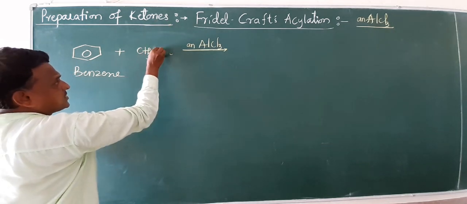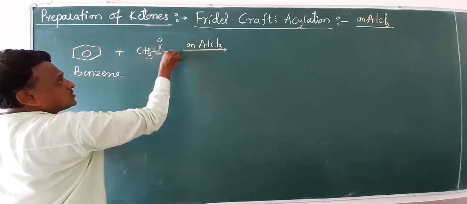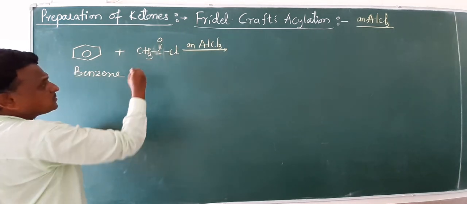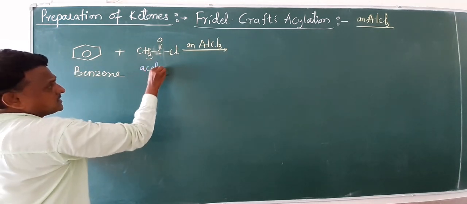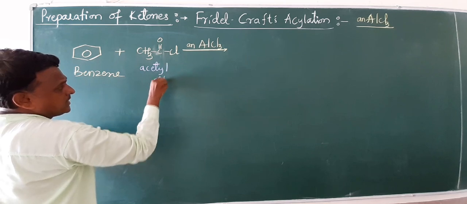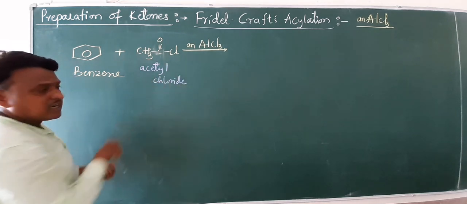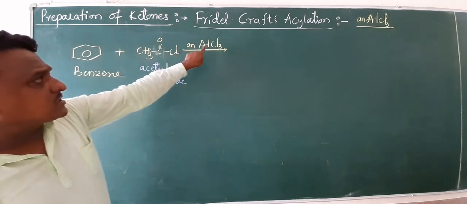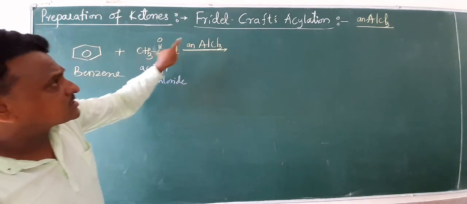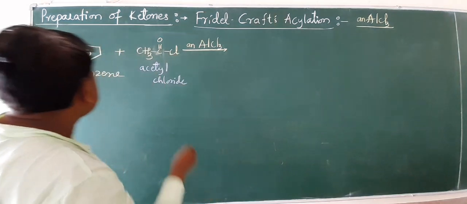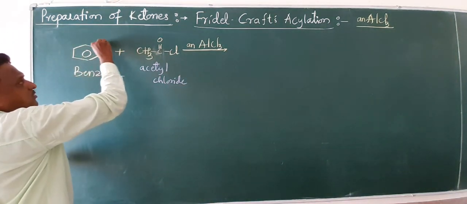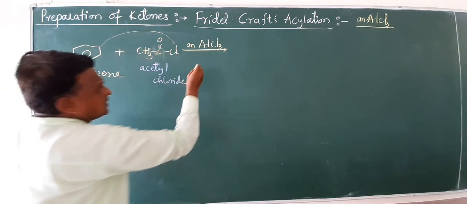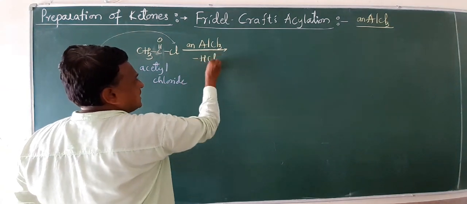For example, CH3, C double bond O, Cl. We know the name of this compound is acetyl chloride. I repeat, benzene reacts with acetyl chloride in the presence of anhydrous aluminium chloride. Due to this, it is called acylation. One hydrogen of benzene combines with Cl to form HCl.